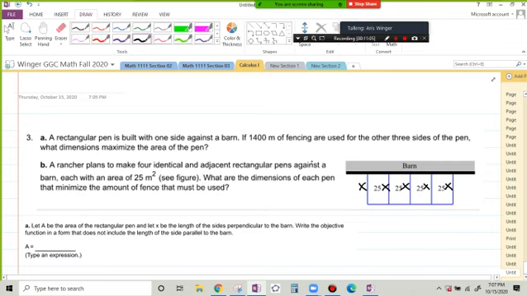Write the objective function in a form that does not include the length of the side parallel to the barn. Okay, so if that's X, then we've got what? So we need the area of the whole thing, right? Okay, so then what is this? So if this is X, then this is 25 minus X. And this is 25 minus X, right? So I guess we should write it this way. It's 25 over X, right? The area is 25. 25 over X, 25 over X, and then 25 over X.